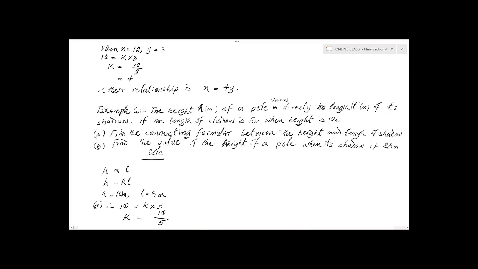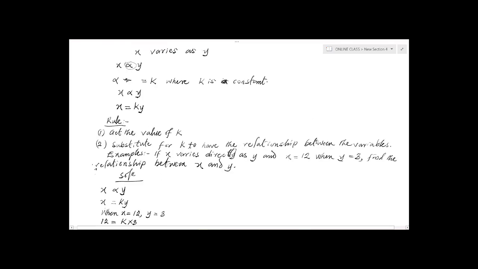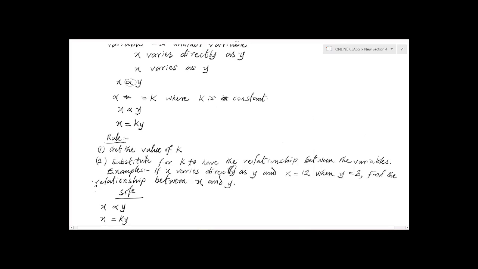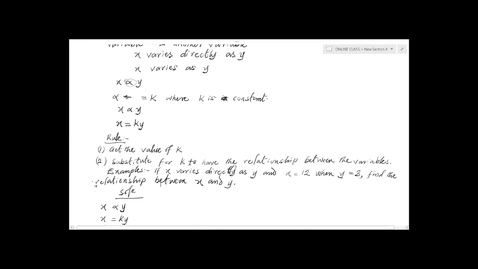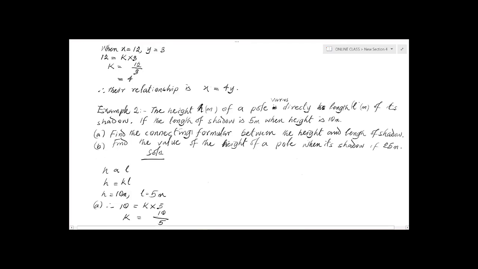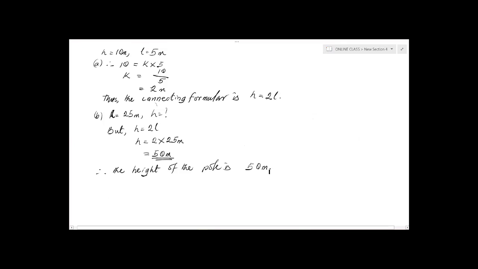They now ask you to find the connecting formula. The connecting formula is the same as the relationship they asked for in the first one, between X and Y. The first thing you do as a rule is to find K. Instead of writing H, you write 10, equals K times L, where L is 5. Therefore you divide: K equals 10 over 5. At that point, your K is 2.